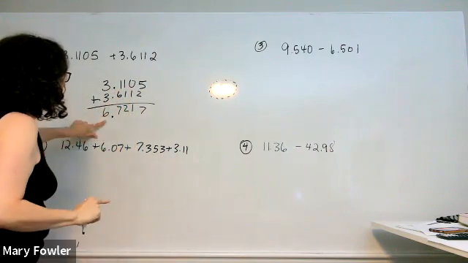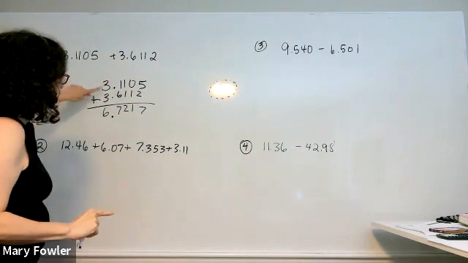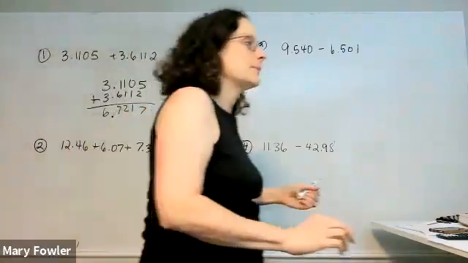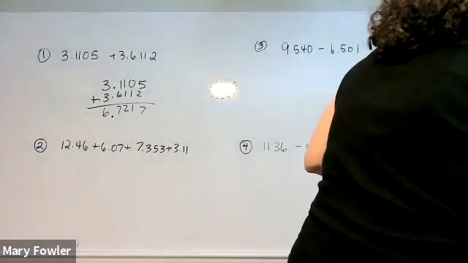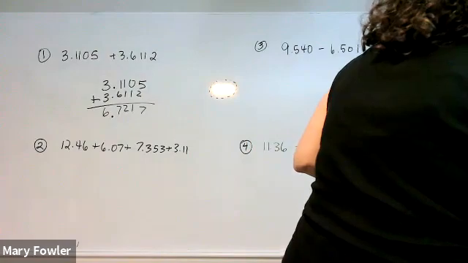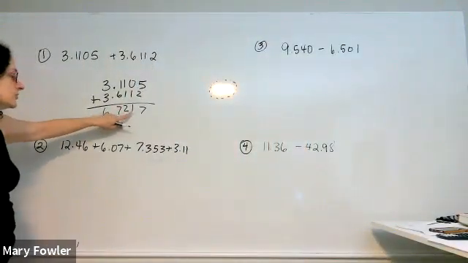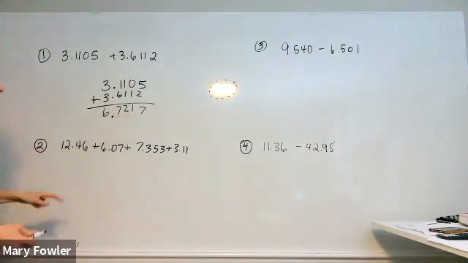And I get, it seems like as I added down, I actually had no carrying, so it was a pretty simple problem there in the sense that the arithmetic didn't have too much going on with it. So 6.7217. All right.